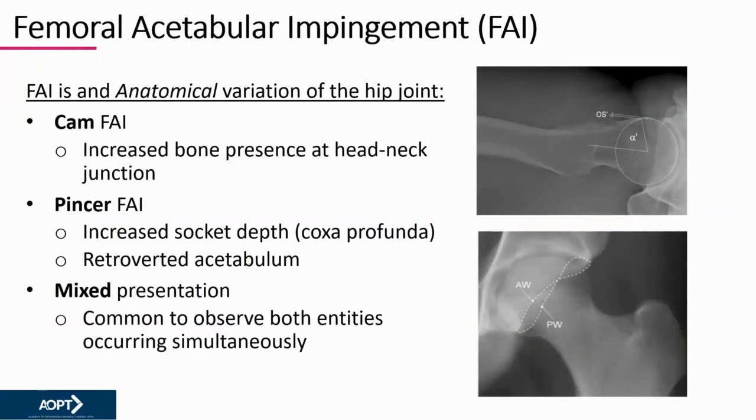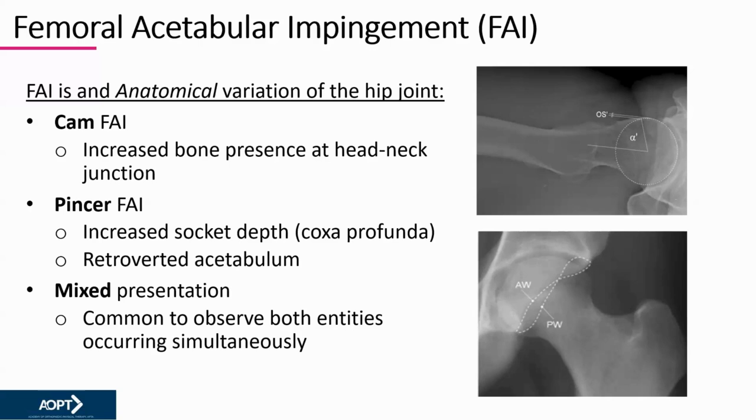Coming back to femoral acetabular impingement syndrome, FAI is probably the most common term you will see, and it's important that we make some differentiations here. FAI, femoral acetabular impingement, is an anatomical variation of the hip joint that can occur either at the femoral head neck junction, the acetabulum, or a combination of both.